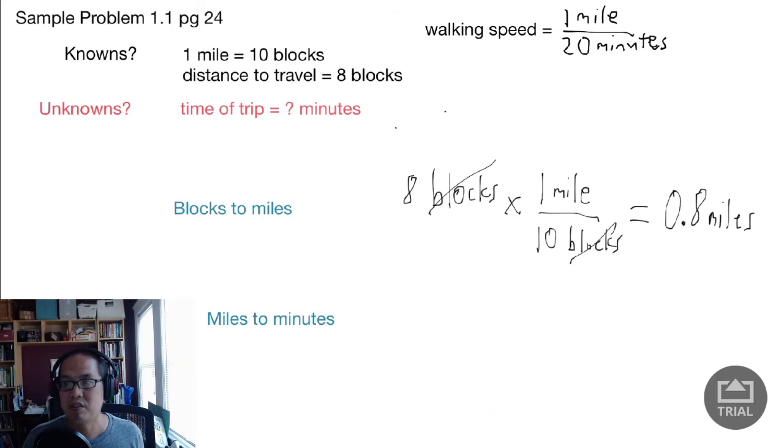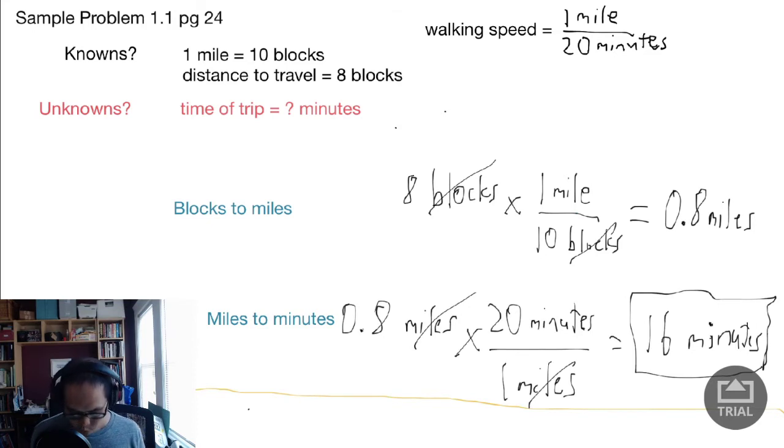Now, once I have 0.8 miles, I know that I'm walking at 1 mile per 20 minutes. So I convert from miles to minutes. What I'm going to do is 0.8 miles times 20 minutes over 1 mile. Notice that my walking speed I wrote as 1 mile over 20 minutes, but in the problem, I flipped it over. Is 8 divided by 8 the same as 8 divided by 8 when you flip it over? Yes. So if 1 mile equals 20 minutes, you can flip that ratio over and it's not going to matter. So 0.8 miles times 20 minutes over 1 mile. Again, I'm canceling out my units. My miles cancel. 0.8 times 20 will give me 16 minutes.